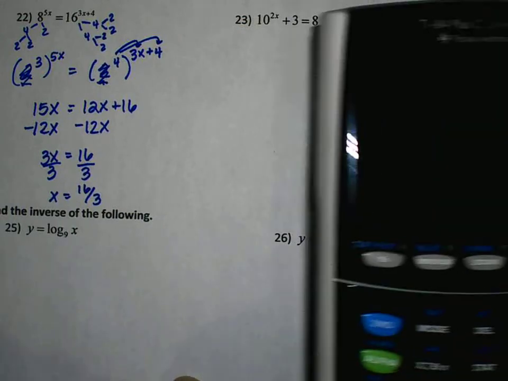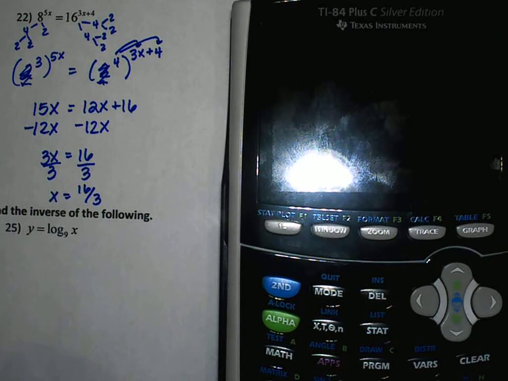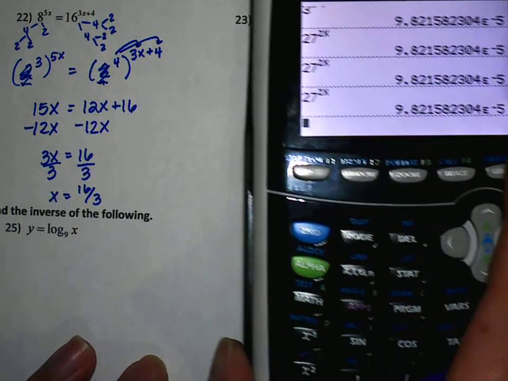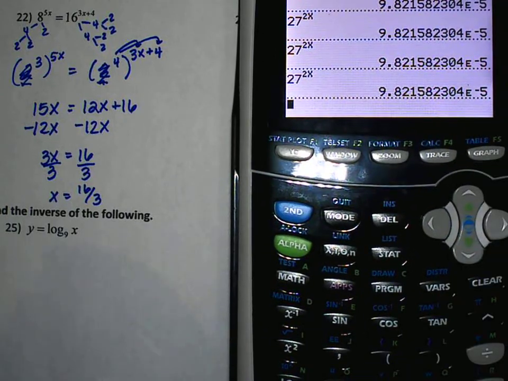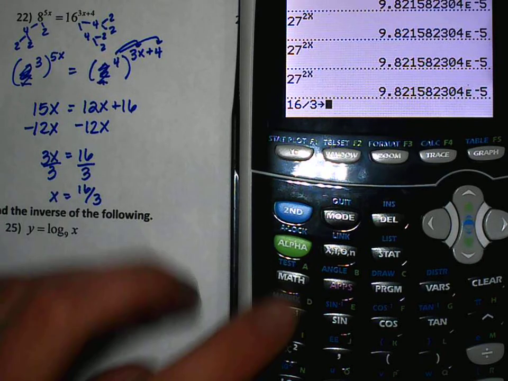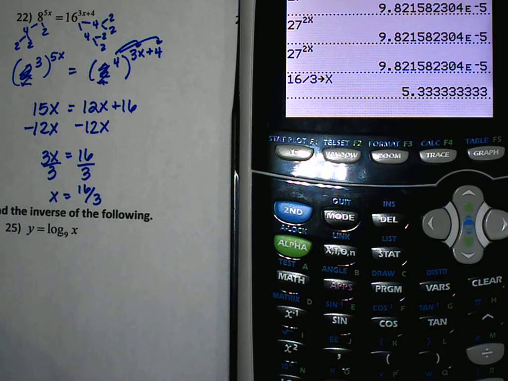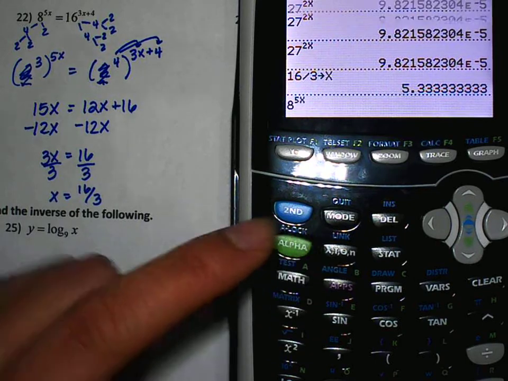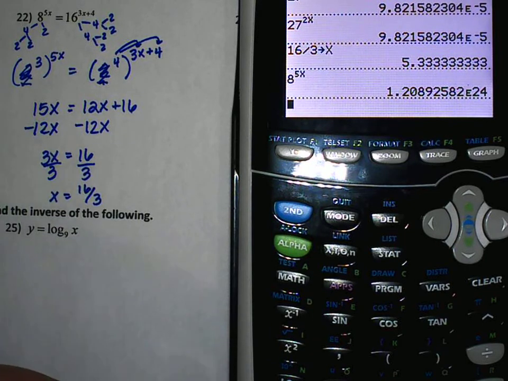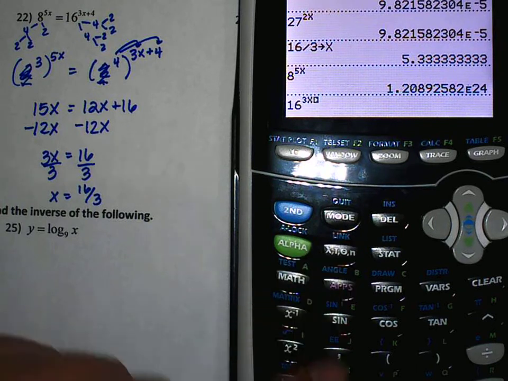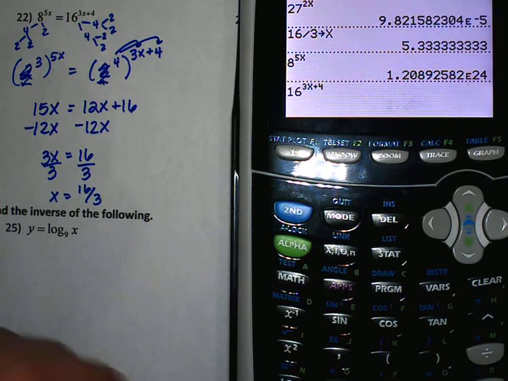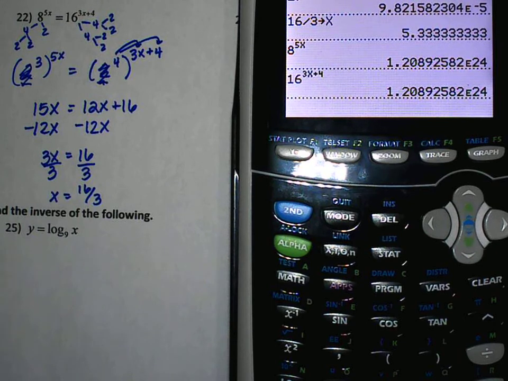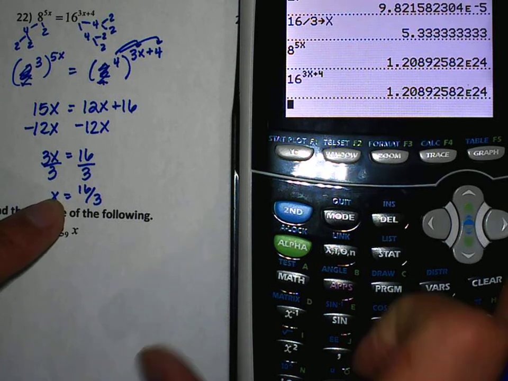Just double check, because sometimes it might be an extraneous solution or we did a step incorrectly. So I'm going to go ahead and store 16 thirds as x. Okay, 5.3 repeating. We're going to put 8 raised to the 5x power. It's that huge number. And then we'll do 16 raised to the 3x plus 4 power. And that's the same huge number. Okay, so the left side is equal to the right side. We know our answer is correct. So our answer here is x equals 16 thirds.